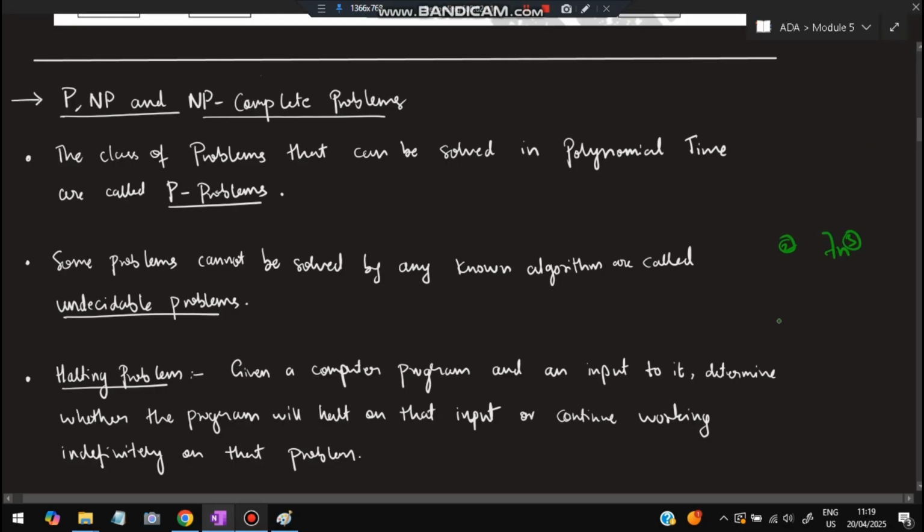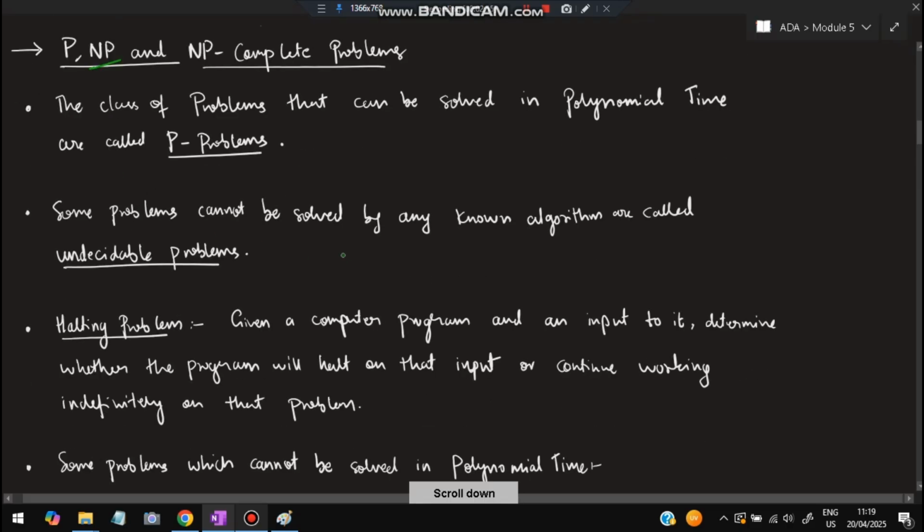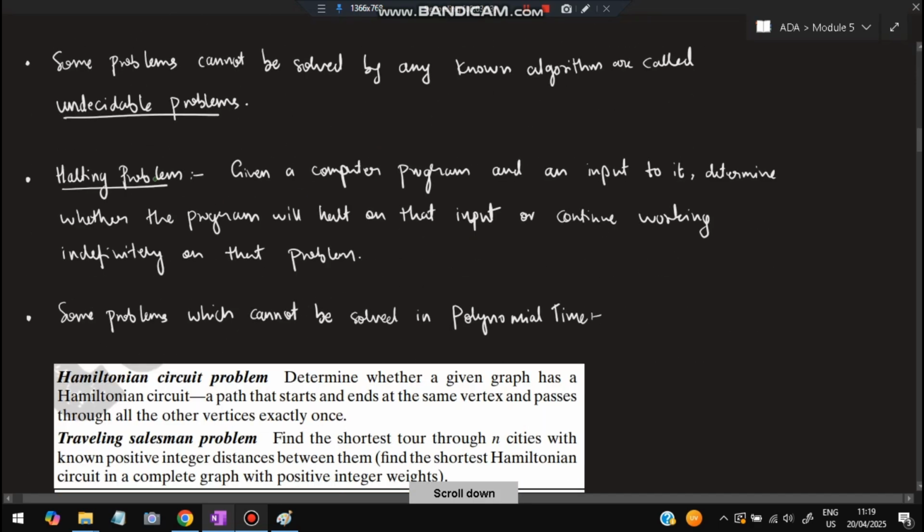But if some algorithm takes something like 2 power n, 3 power n, based on the number of inputs, it becomes exponential. That is called NP, non-polynomial time. Some problems cannot be solved using any known algorithm; they are called undecidable problems. If they can be solved, they are called decidable problems.